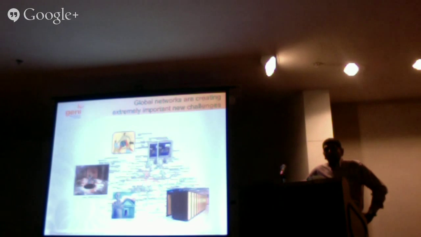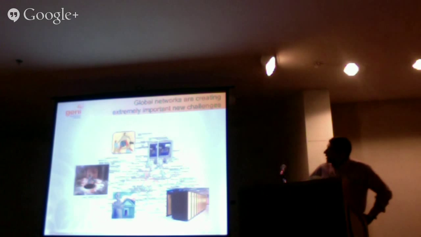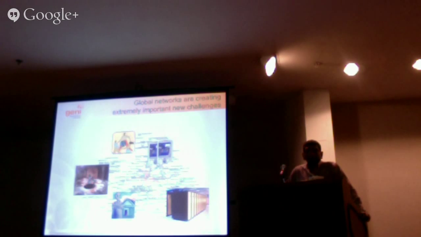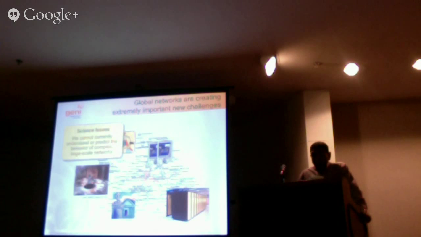So we all use global networks such as the internet every day. They're extremely important. We use them for mission-critical things such as banking, sending Facebook updates, all kinds of things. We depend on them in many different ways. It's almost like an essential utility these days. These are extremely complex networks. They get deployed around the world. There are a lot of different organizations deploying and operating these networks.